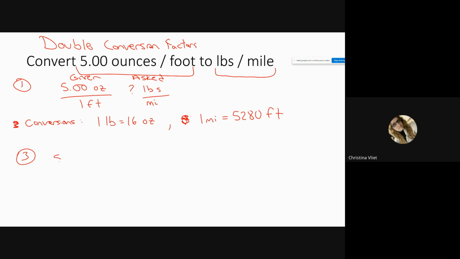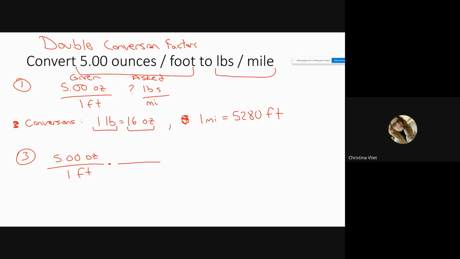Start with your given: 5 ounces over 1 foot. In my experience, this is where people get stuck, like right here. Like, where do I go from here? The suggestion is to do one part first, like the top part first, and then do the bottom part as a second conversion factor. So how do we change ounces to pounds? How would we put the conversion factor in here? 1 by 16. Right. This is the conversion factor to get you from ounces to pounds.